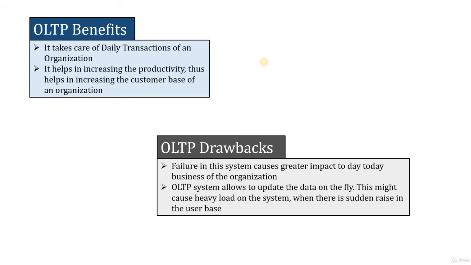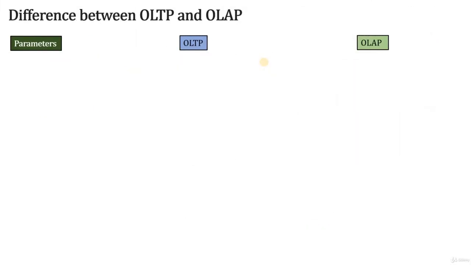Sometimes you are accessing certain information from that application, and another person is also accessing the same information from another location on the same website. Sometimes there is a lag in providing the information, because two people are trying to access the same information. That lag might cause some kind of inconvenience to the end customers. So these are some of the benefits and drawbacks of OLAP and OLTP systems.